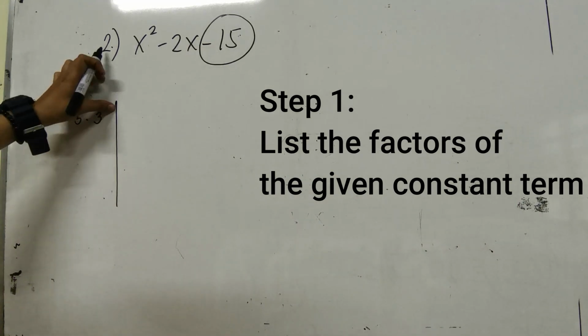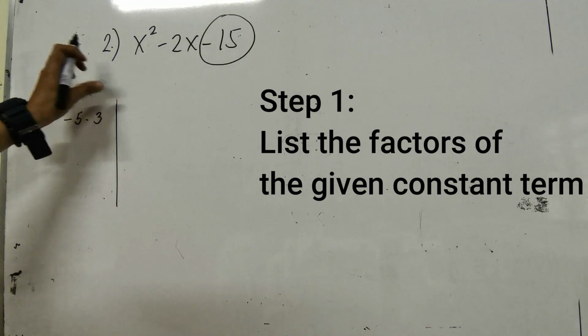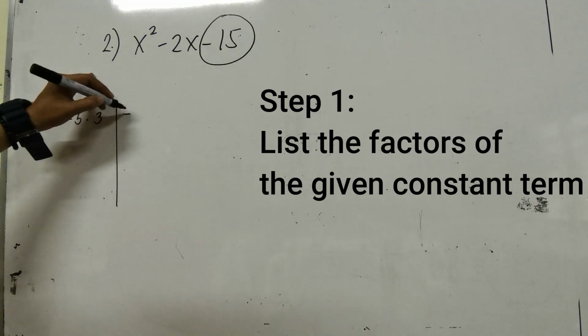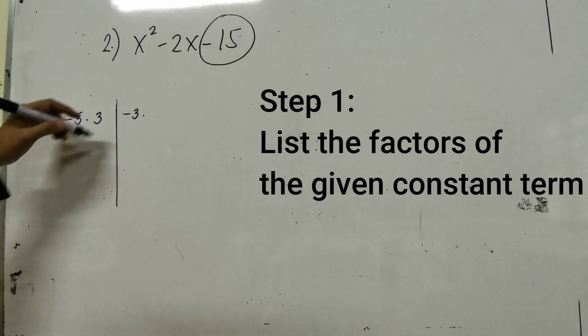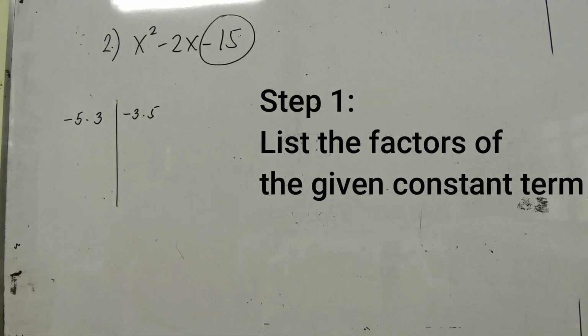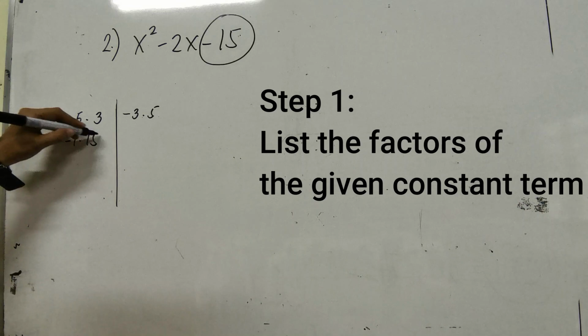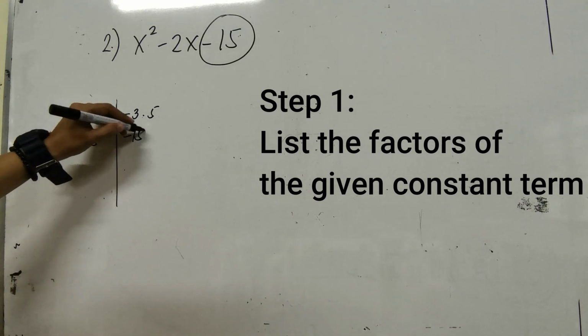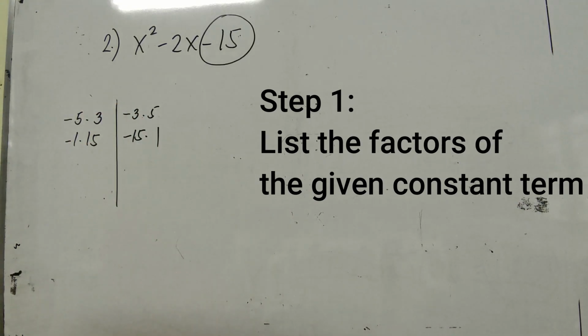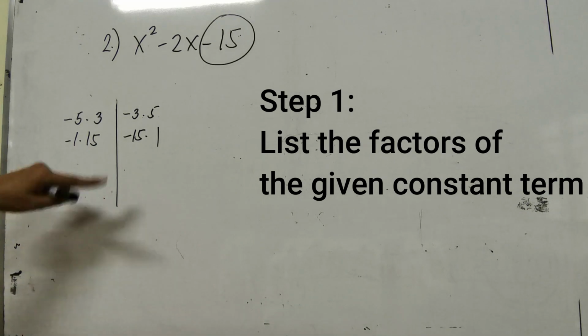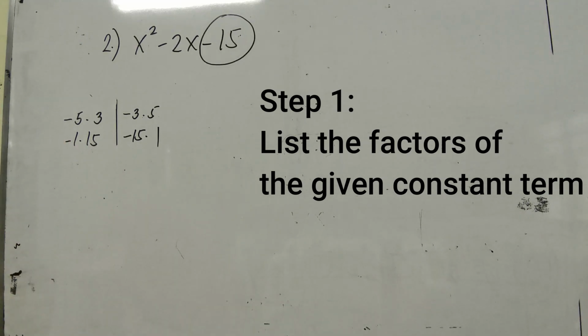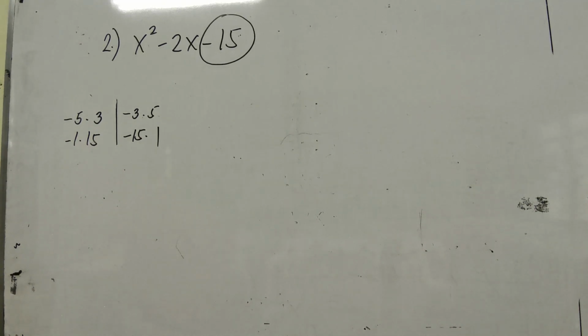Or, kunin na rin natin yung other set. Pwede rin naman na yung negative natin ay 3. And then yung positive ay 5. So, same na negative 15 ang kanya magiging sagot. Next is negative 1 times positive 15 or negative 15 times 1. So, bukod dyan, wala nang ibang factor si negative 15. Okay, step 2.